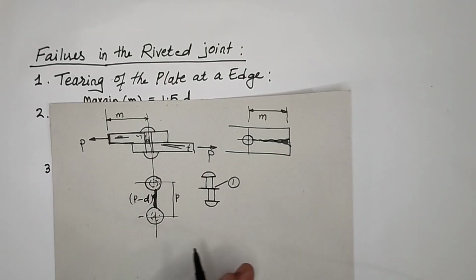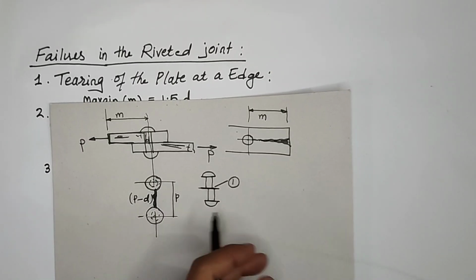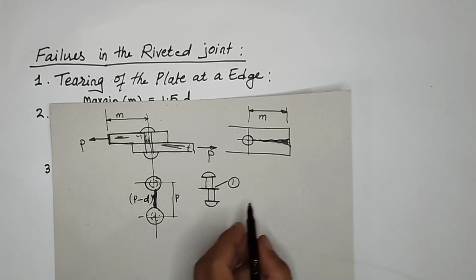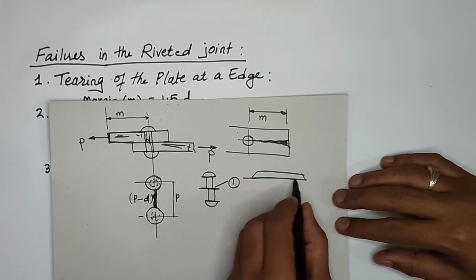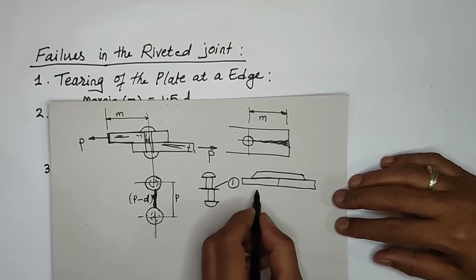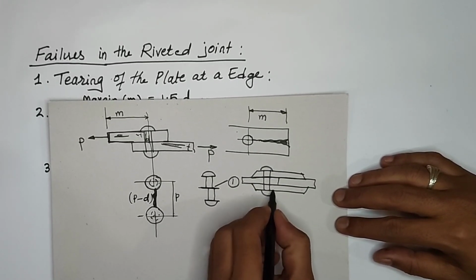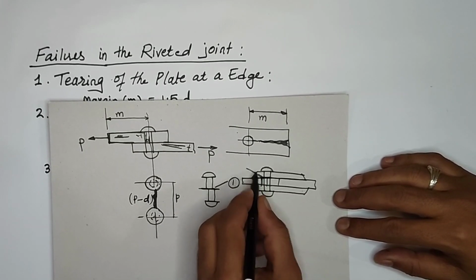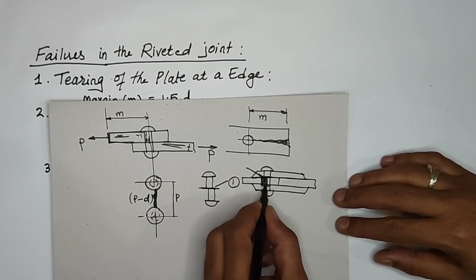In the case of a butt joint, there is a single cover plate or double cover plate, single strap or double strap, as we say. A double strap means two cover plates, with the main plates in the middle and another cover plate, and the riveting is done here. When you apply the loads, the shearing will happen at one section here. I will add some coloring here so that you can understand.